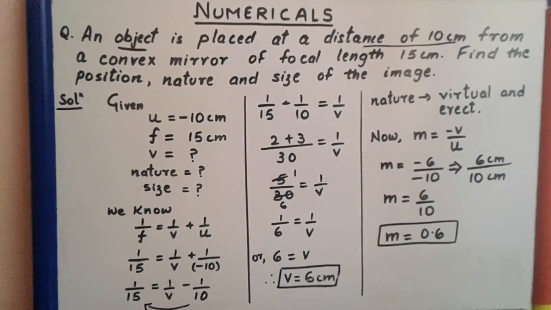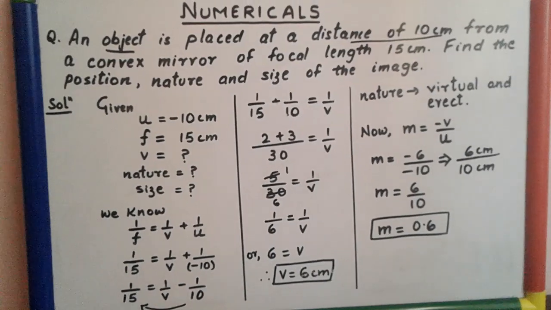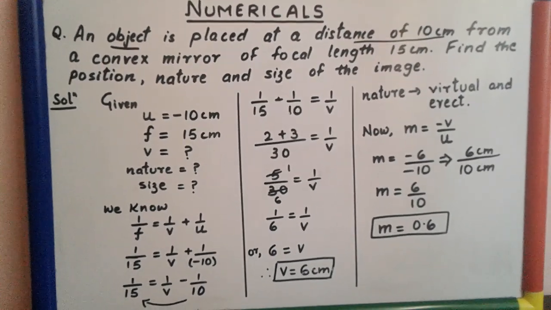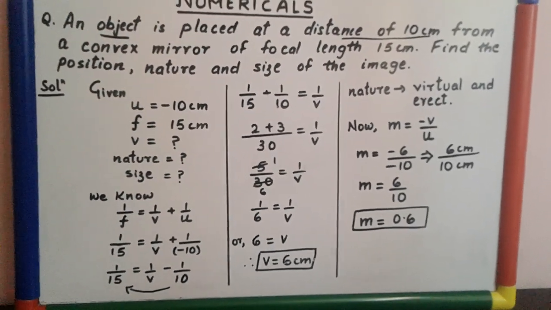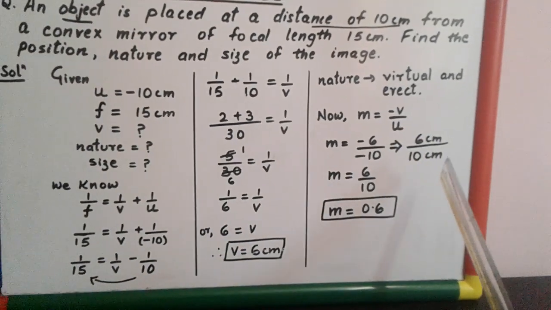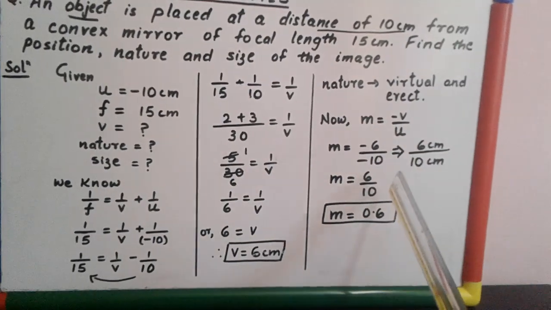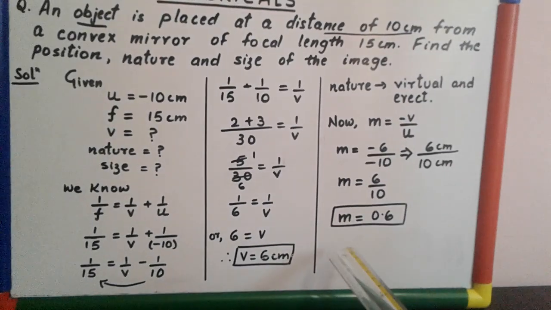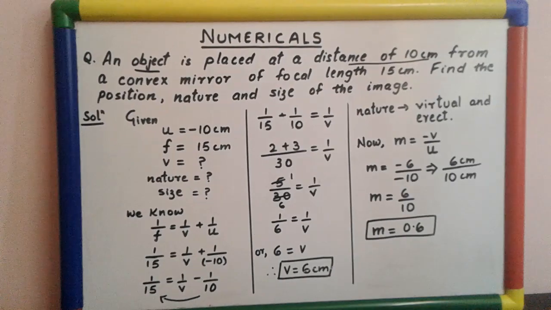Now the third and the last thing, that is the size of the image. For that, m is equals to minus v by u. This formula we have used. The other formula, hi by ho, cannot be used in this question because the value of Ho is not given. So by using the formula, we put the values here, minus 6 by minus 10, and after solving this, you can see that the units get cancelled, minus sign gets cancelled, and we have got the pure number 6 by 10. So the magnification comes out to be 0.6.